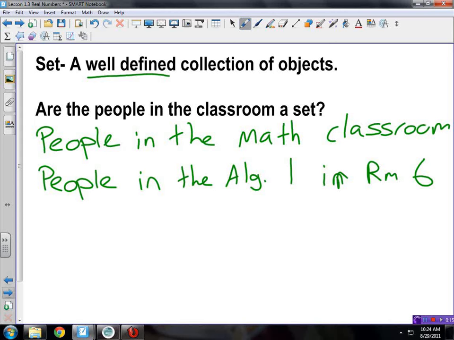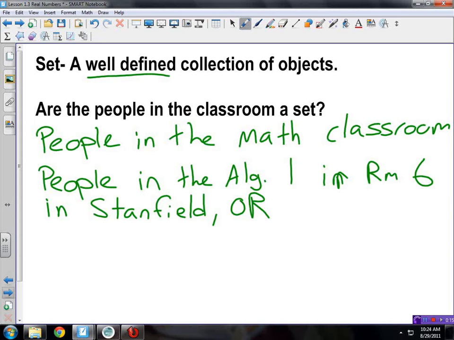But this has room 6. Students in Stanfield. In Stanfield, are there other room 6s? There are other Algebra 1s. So now I'm going to add to this in Stanfield, Oregon. This is probably enough, right? I don't think there's a Stanfield, Oregon in Russia. Okay, there might be.